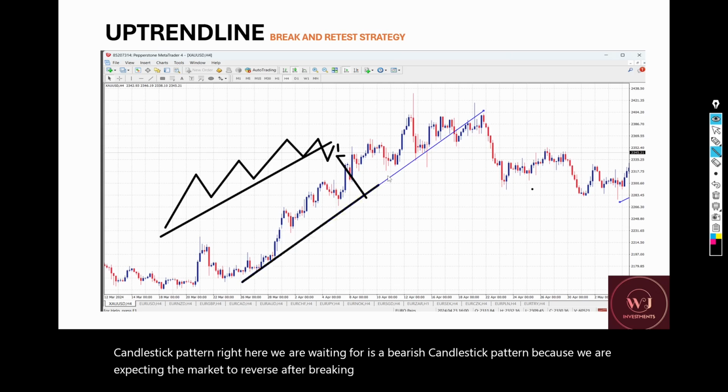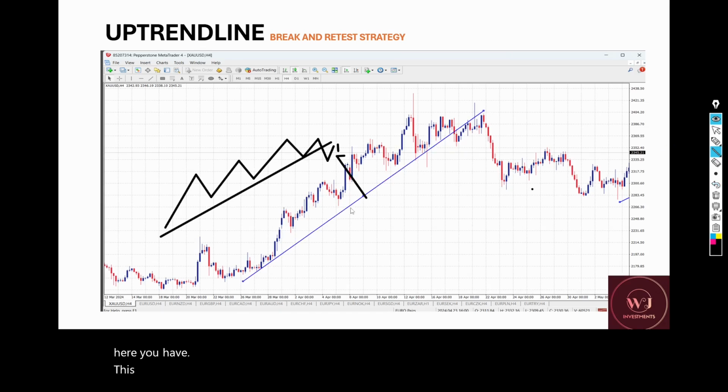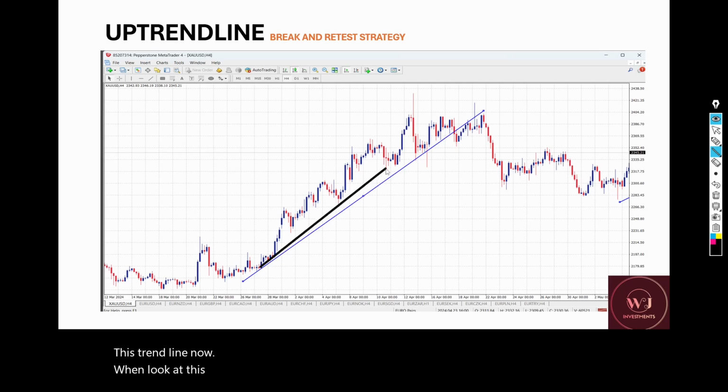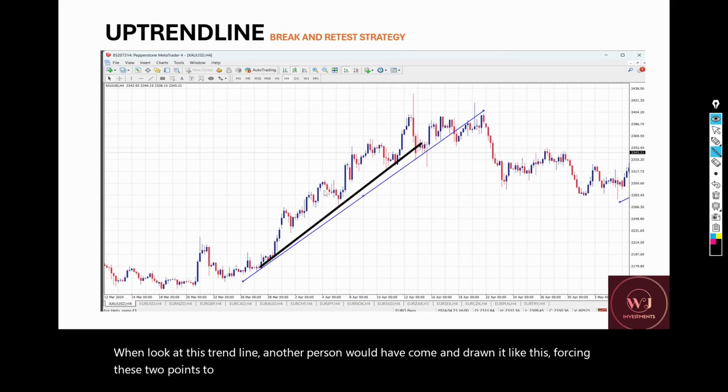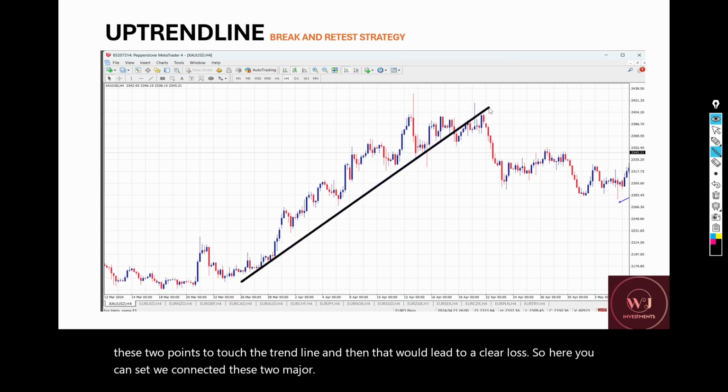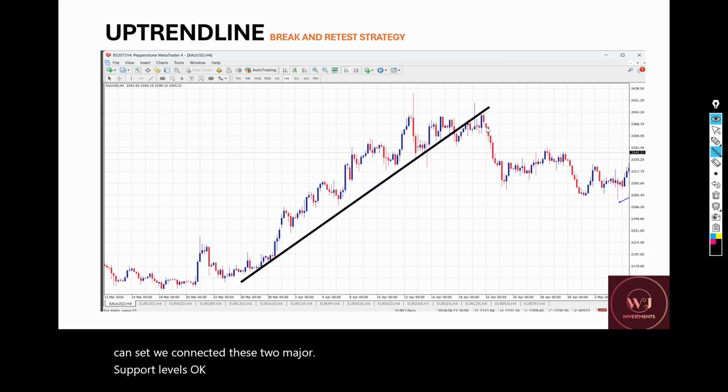So for example, you can see right here you have this trend line. Another person would have come and drawn it like this, forcing these two points to touch the trend line, and that would lead to a clear loss. So here you can see that we connected these two major support levels. When we connect these, we can see that the market broke out of this trend line, and then it came to retest.